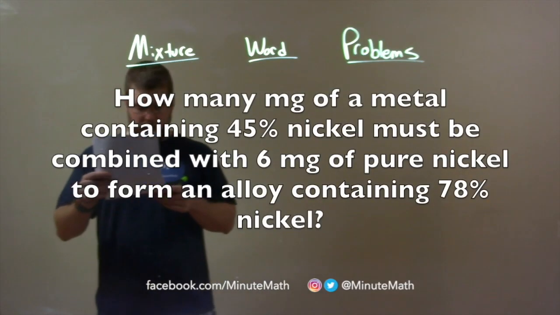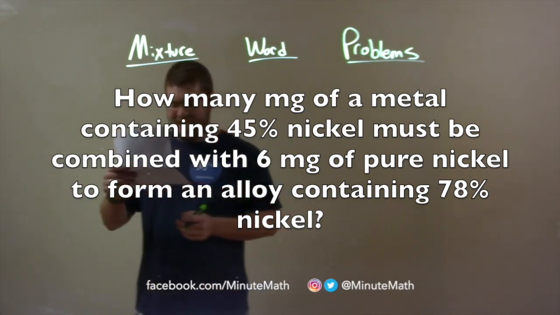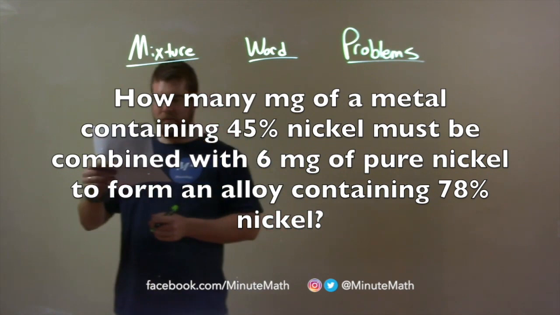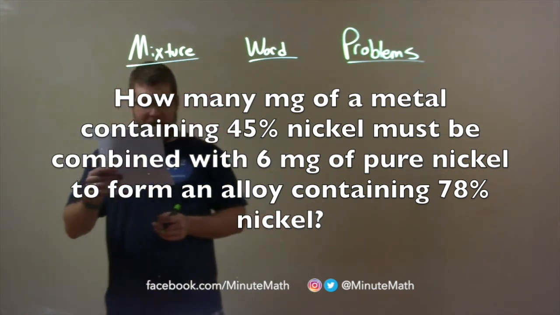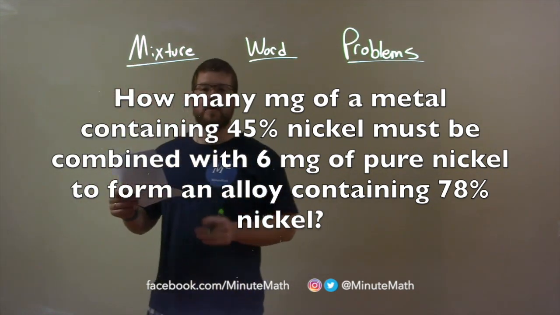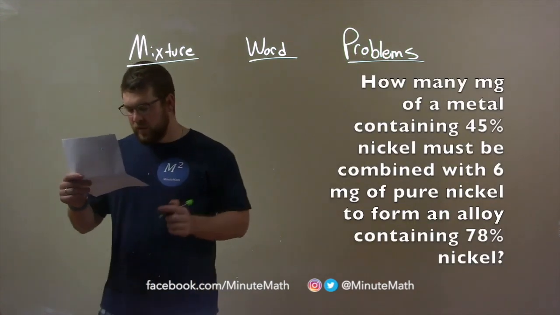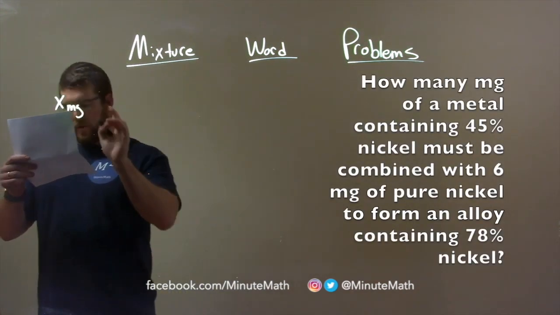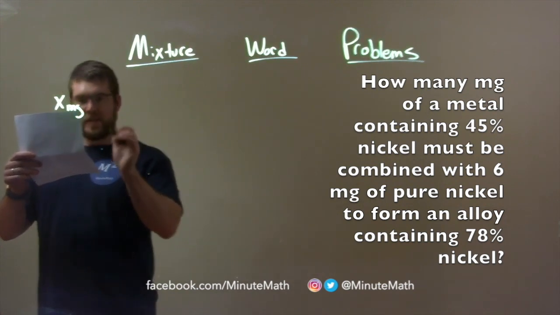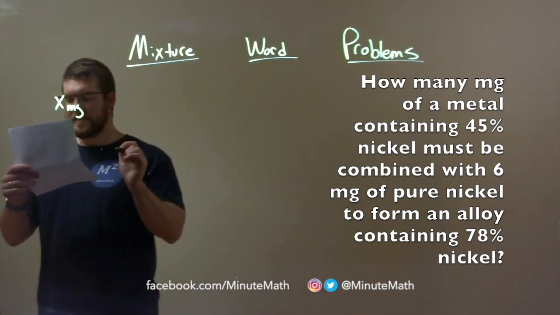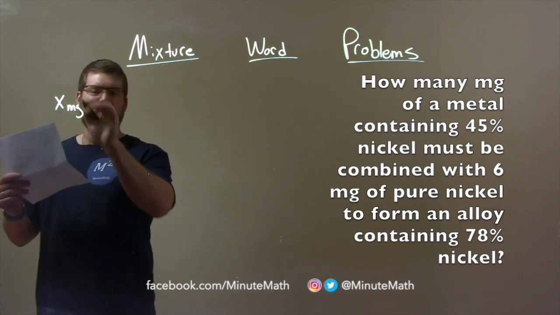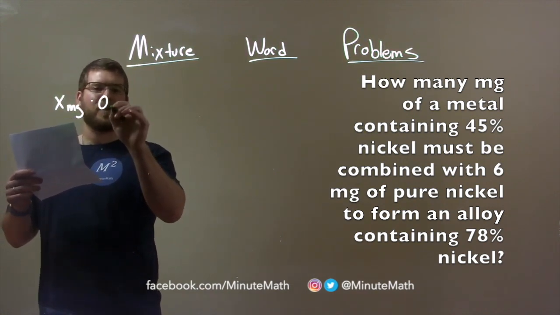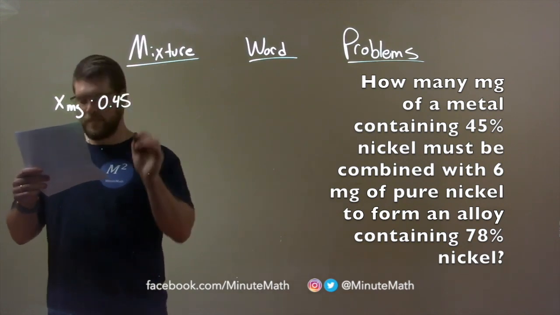How many milligrams of metal containing 45% nickel must be combined with 6 milligrams of pure nickel to form an alloy containing 78% nickel? So we start with the first thing here. We have X milligrams, we don't know how much, of metal containing, they said, 45% nickel. So whatever that total first thing is, it contains 45% nickel. So multiply that as a decimal, 0.45.